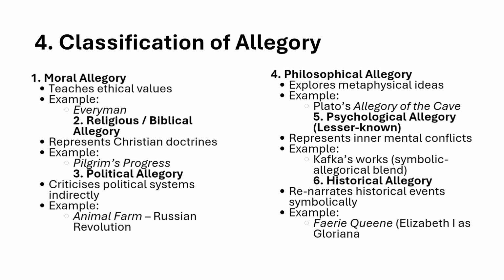5. Psychological allegory. Lesser known but important. This represents inner mental conflicts. Kafka's works often fall into this category. 6. Historical allegory. Historical events are shown symbolically. Example: The Faerie Queene, where Elizabeth I appears as Gloriana.